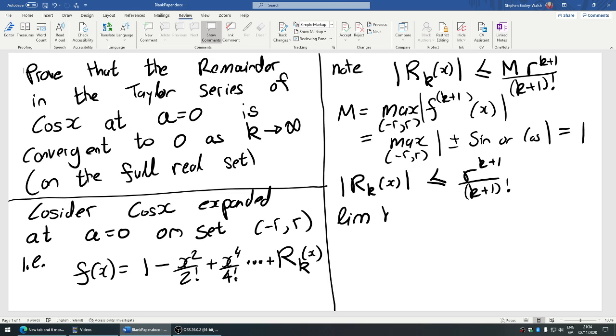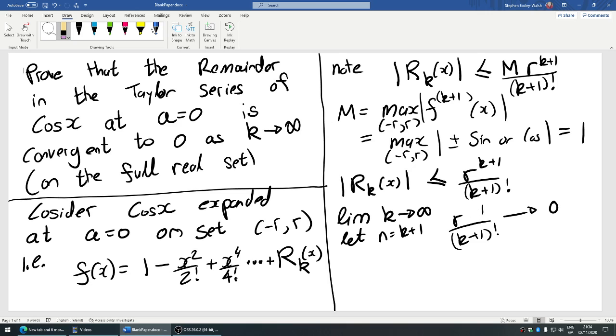Now the limit as k goes to infinity, that means that this piece here will go to 0, because that's what we proved yesterday, except instead of k plus 1 it was just n, but you know, you could just say something like let n equals k plus 1, and then you can see quite clearly that this is literally the same thing as yesterday, R^n over n factorial, that will go to 0.